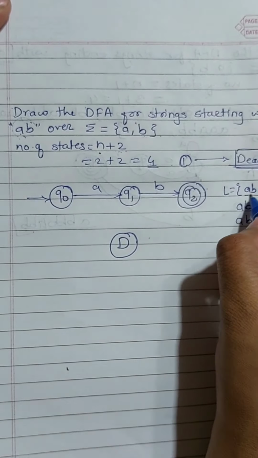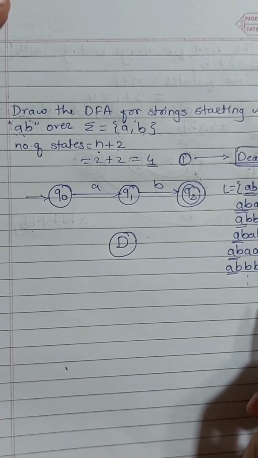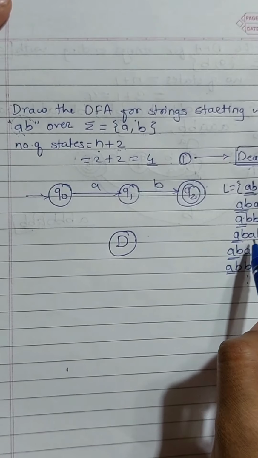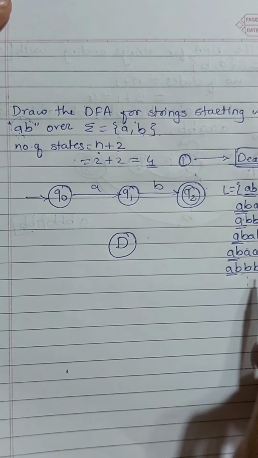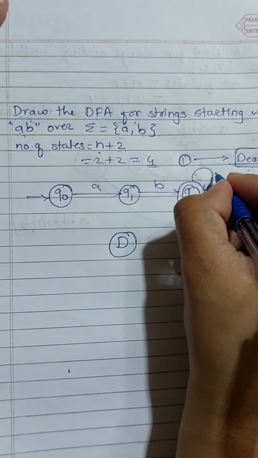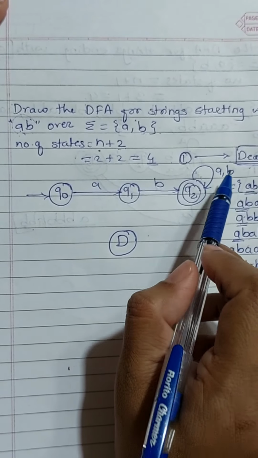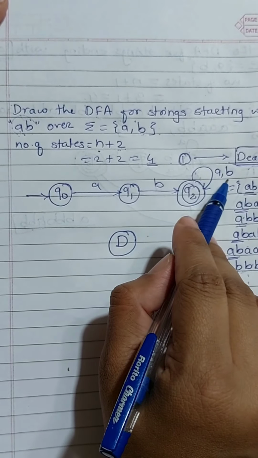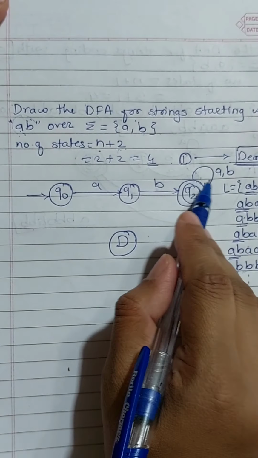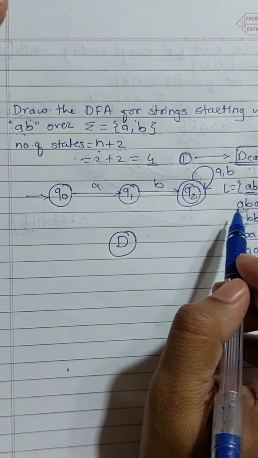Now if you observe, it should start with AB. All of these strings start with AB, so we can include them. After this we can have any combination of A's and B's, any number of A's and any number of B's. To represent this, we can have a loop on q2 for a comma b. With a loop like this, we have any combination of A's and B's. So it should start with AB, and later on we can have any combination of A's and B's.